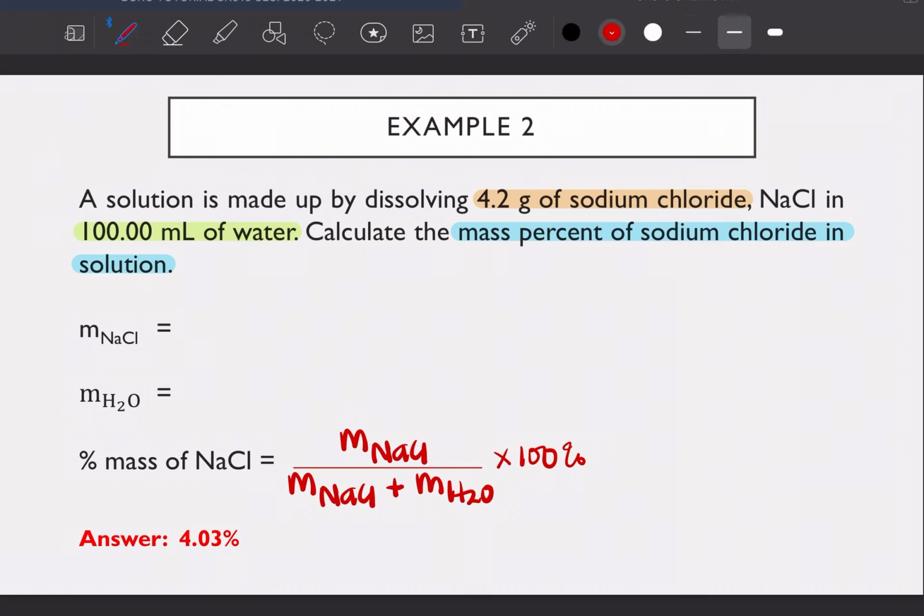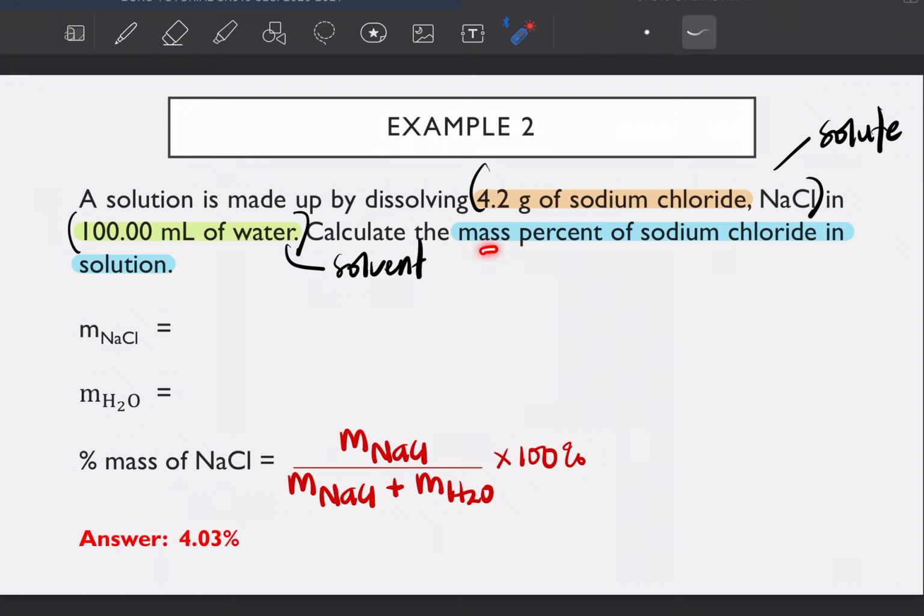chloride. We know that this will be our solute, since it is the one that is dissolved into our water. So this will be our solvent. So calculate the mass percent. Sometimes they don't say percentage by mass, but they say mass percent. It's the same. Okay, this is the same. Of sodium chloride in the solution.